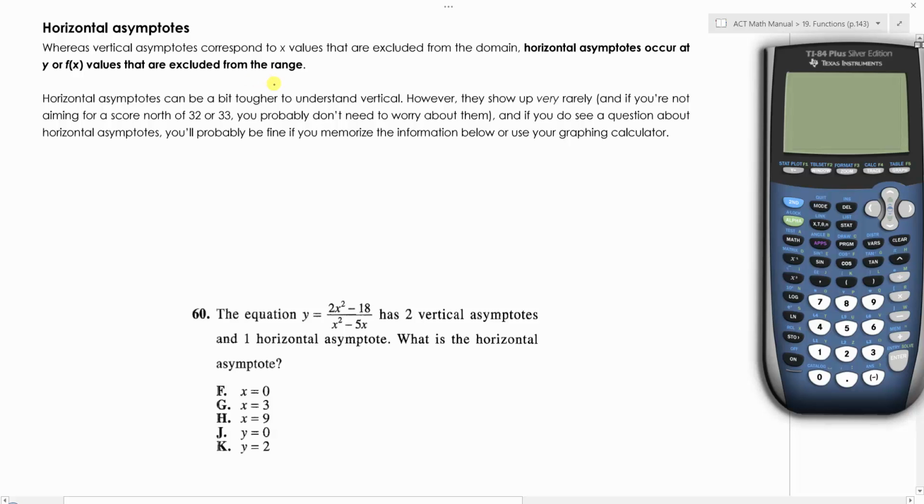So horizontal asymptotes occur at y or f of x values that are excluded from the range. Again, that's technically not completely accurate, because as I said before, a graph actually can touch its horizontal asymptote. A more accurate way of defining it: horizontal asymptotes describe what happens to a function or graph as x values get really big.